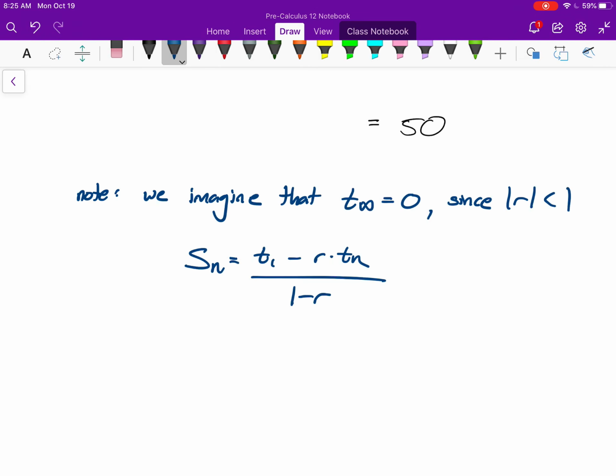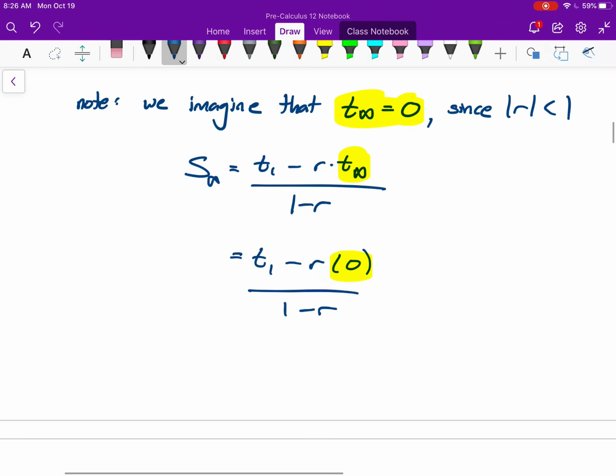Okay, so our general formula for the sum of a sequence or a series. Well, if I imagine n being infinity, an infinite number of terms, then Tn here becomes T infinity. But again, if r is less than 1, then my infinite term after a while gets closer and closer to 0. So this becomes equivalent to my first term minus r times 0, over 1 minus r. And again, r times 0 is just 0. So in the end, this is the same as just t1 over 1 minus r. So you can see how this strangely simple formula relates to what we did before.